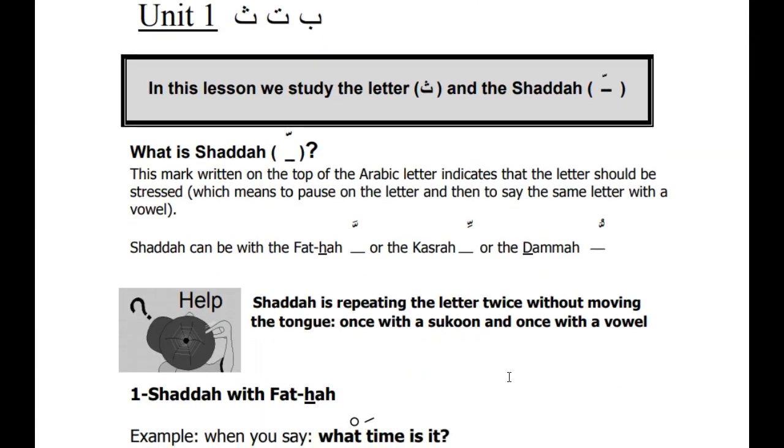In this lesson, we studied the letter tha and the shadda. What is shadda? This mark written on the top of the Arabic letter indicates that the letter should be stressed or repeated, which means to pause on the letter and then to say the same letter with a vowel. For example, shadda can be with fatha, kasra or dhamma. Shadda is repeating the letter twice without moving the tongue, once with a sukun and once with a vowel.